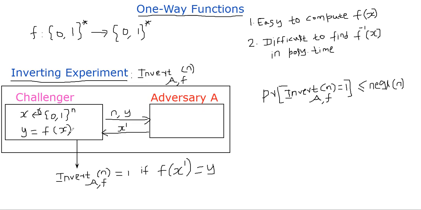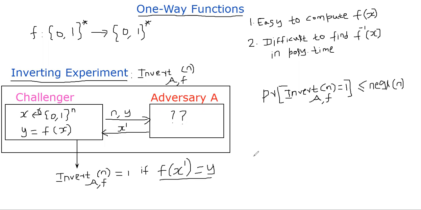The challenger sends the adversary the values n and y and asks the adversary to break the function f. The adversary will do whatever magic he wants to do with it. We don't know exactly what he's going to do, but for us it's a black box. So the adversary does his magic and returns an x prime. We say the inversion experiment outputs 1 if f of x prime is the same as f of x, which means the adversary was able to find a collision. That's basically the meaning of this statement.